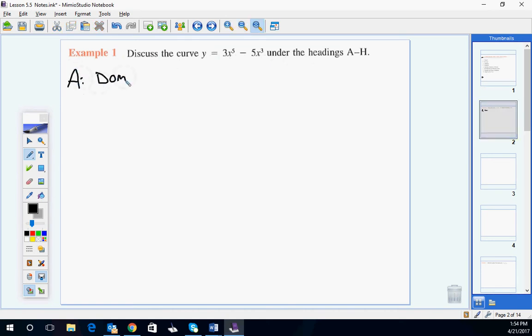What is the domain? Yep, all real numbers. Domain's all reals. There's nothing x can't be. So domain is x is all real numbers. So that means we're going to have no vertical asymptotes, right? If x can be everything, we don't have any issues. Okay. B, intercepts.